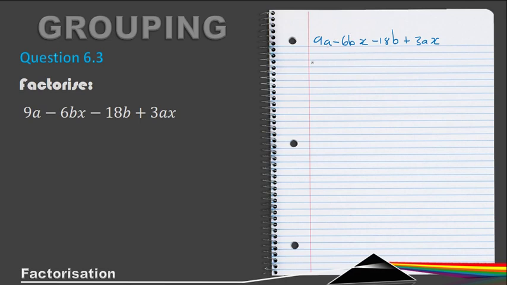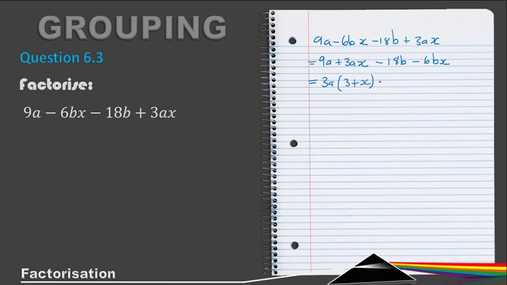So starting off with that, we have 9a plus 3ax. And then for the next two terms, we've got 9 bigger than 3. So I'm going to put my 18 first, which is bigger than 6. So minus 18b minus 6bx. All right, so here between 9a and 3ax, we take out 3a as our highest common factor. So 3a comes out, and then we're left with 3 plus x.